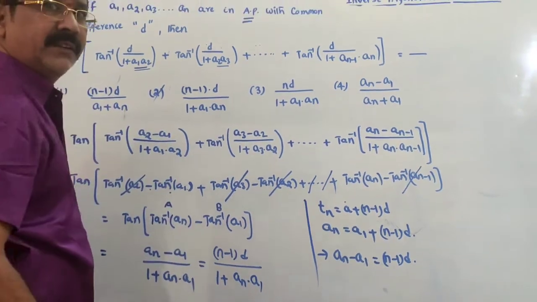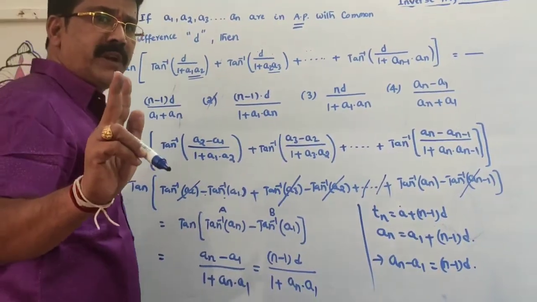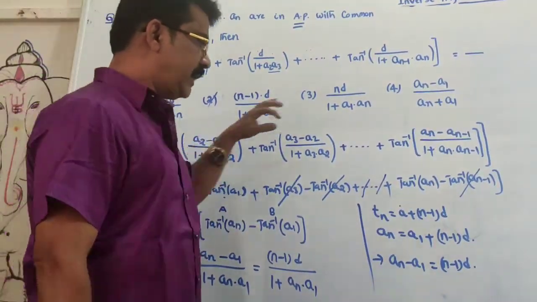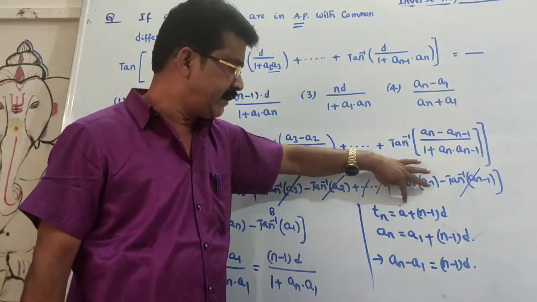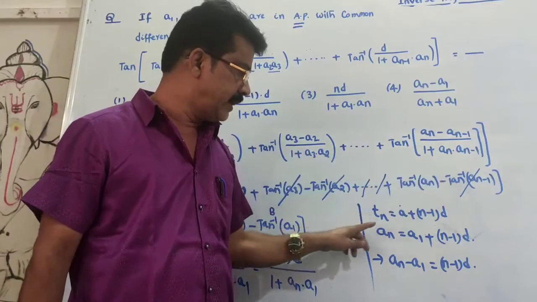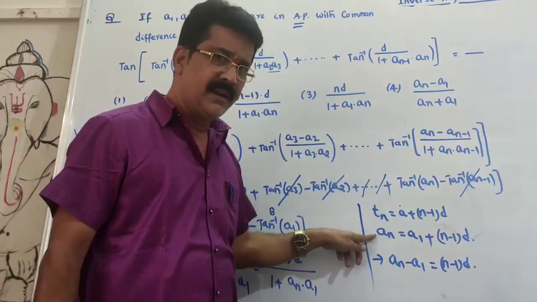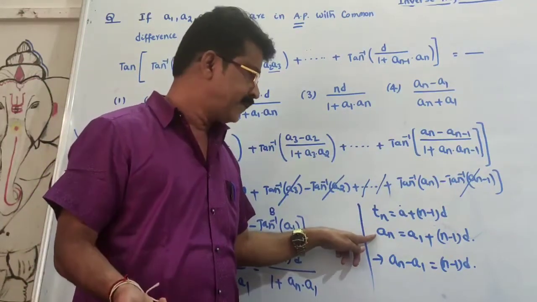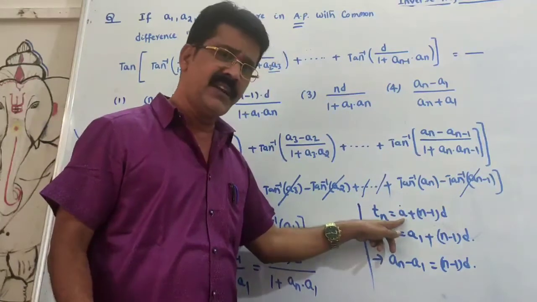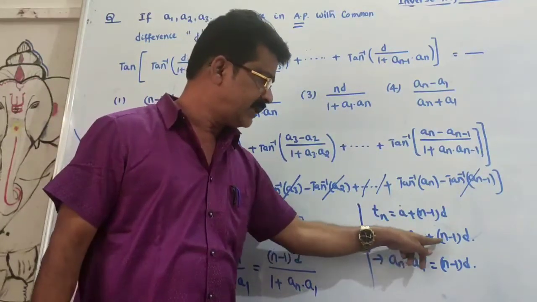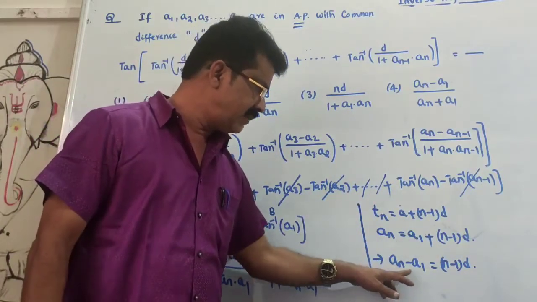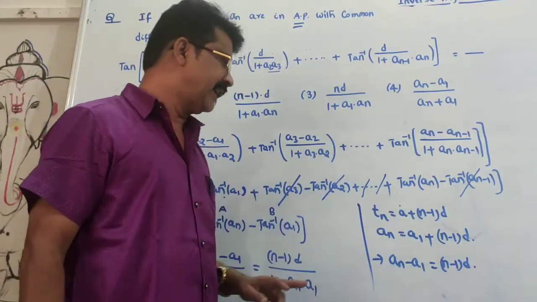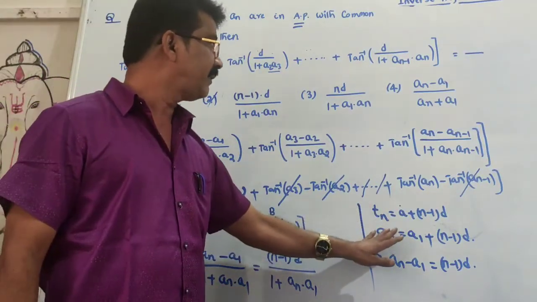The second option is right. So therefore, there are two main key points. Number 1, the nth term in arithmetic progression, Tn, is equal to a plus (n minus 1) into d. Tn means the nth term, so an is equal to a1 plus (n minus 1) into d. From this equation, we have an minus a1 is equal to (n minus 1) into d. This is the first observation.